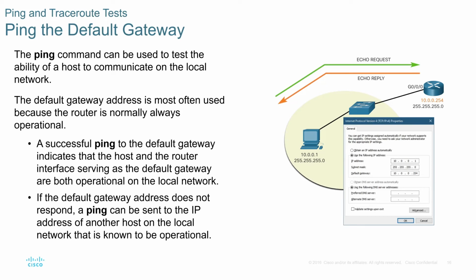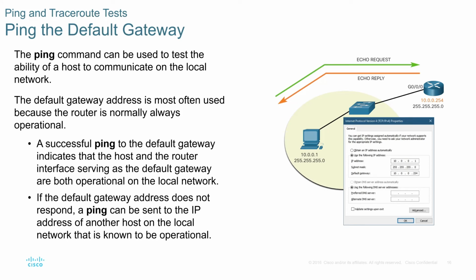A common practice is to ping the default gateway to make sure that we have a connection to our exit interface. The default gateway address is most often used because the router is normally always operational. A successful ping to the default gateway indicates that the host and the router interface serving as the default gateway are both operational on the local network. And as you can see in the diagram, the host would send an echo request and the router returns an echo reply.